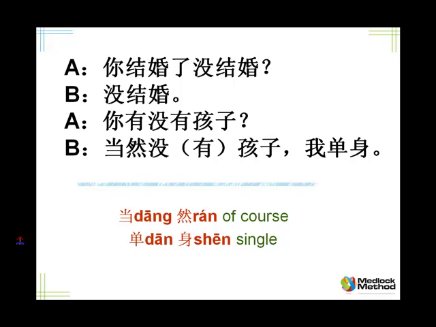So should we go over the dialogue again? Yeah, let's give that a go. Okay, so remember that when you're talking about having done something in the past, it's 了没. Okay, here we go. 你结婚了没结婚? 没结婚。你有没有孩子?